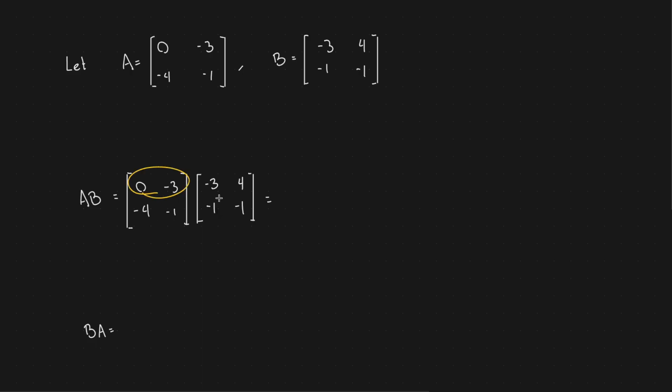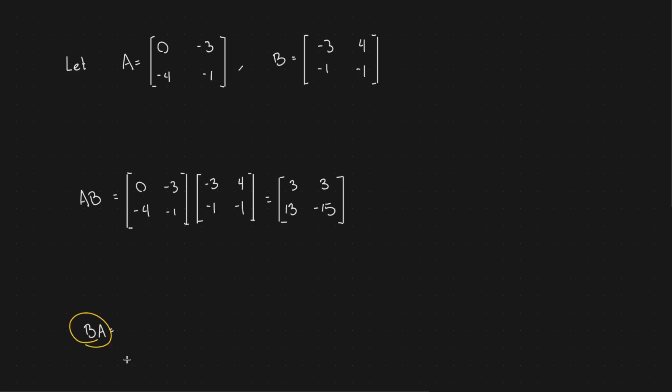First row, first column, I get 3, if I take the dot product there. First row, second column, I get 3 again. Second row, first column, I get 12 plus 1, that's 13. Second row, second column, I get -16 plus 1, that's -15.